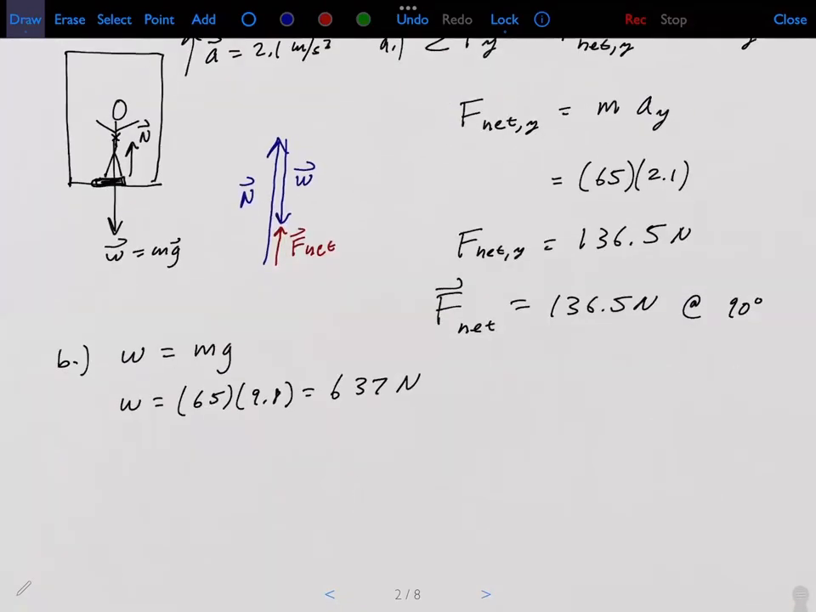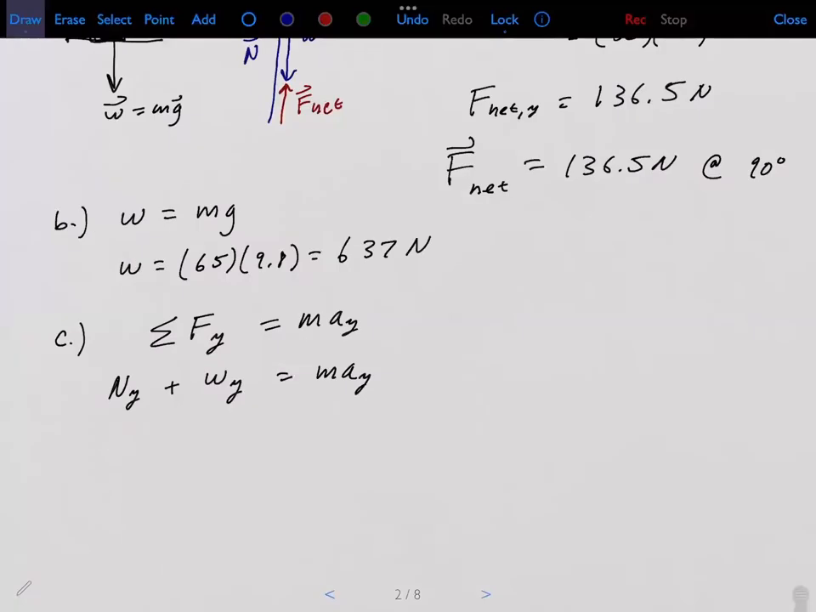All right, what is the normal force acting on the woman? So now we need to split this up, right? So again, I'm going to use the sum of the forces in the y equals MAY. But now I want the y component of the normal force plus the y component of the weight. That's got to equal MAY.